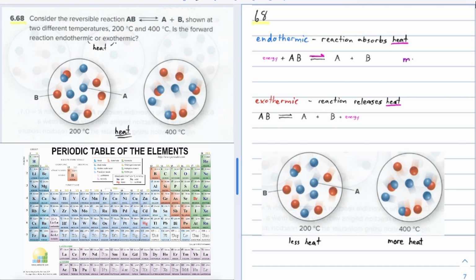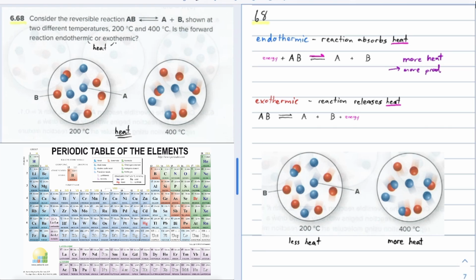More heat means you're giving it more of its reactant material and you're going to produce more product. So more heat means more product.